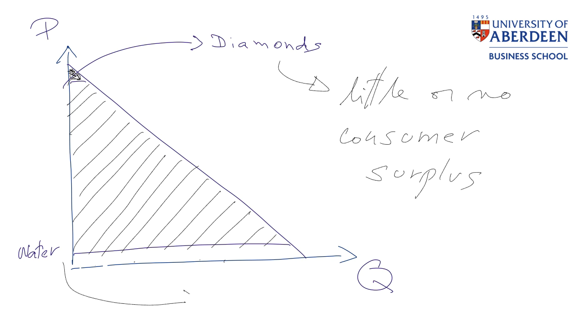The way I've represented this in this graph is the consumer surplus of the diamonds is a teeny weeny triangle at the top, whereas the consumer surplus of the water is almost the whole area underneath the demand curve. And this is the reason why, if you're in the desert, you're willing to pay a fortune for the water that will keep you alive, because you're using all your consumer surplus.